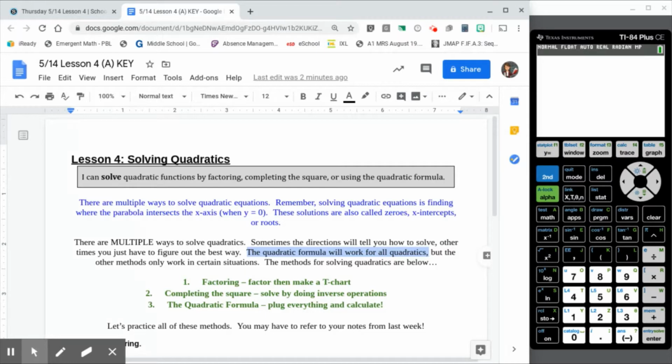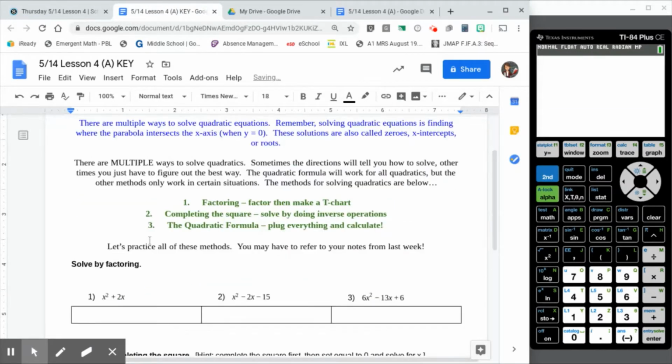The methods for solving quadratics are below. First method that we learned is factoring. So we factor doing GCF, dots, trinomial, slide, divide, slide, and then we make a T-chart and solve for each factor. Second way we learned is completing the square, which is when we solve by doing inverse operations. As always, with all of these, we have to set the equation equal to zero. And for this one, we're just getting x by itself. Number three, quadratic formula. Plug everything in and calculate.